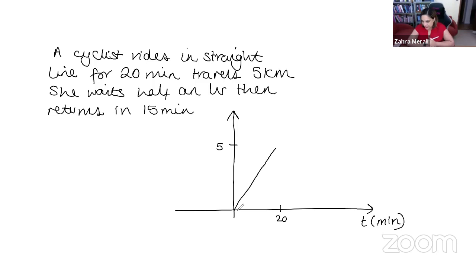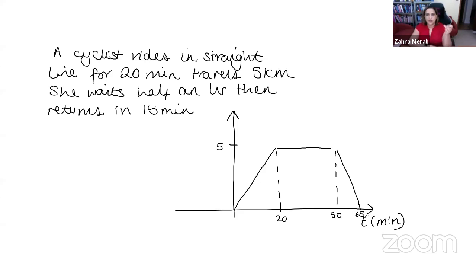And then she waits for half an hour. So that's 30 minutes she's waiting for. So that takes me to 50 minutes. And in that 30 minutes, she's staying at 5 kilometers. She's not moved. And then she returns back. And that takes her 15 minutes, so she goes to 65.